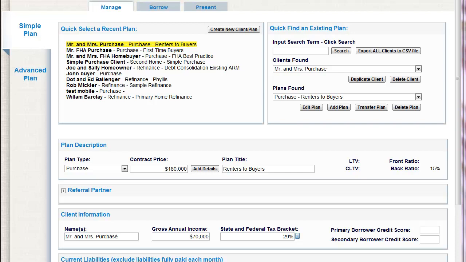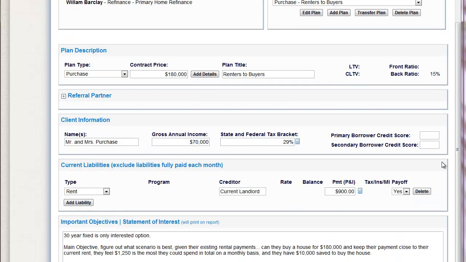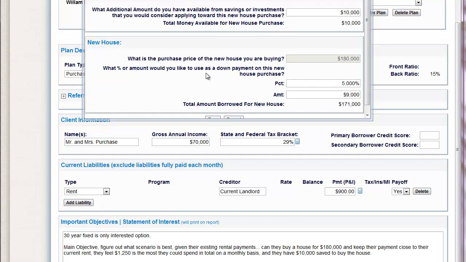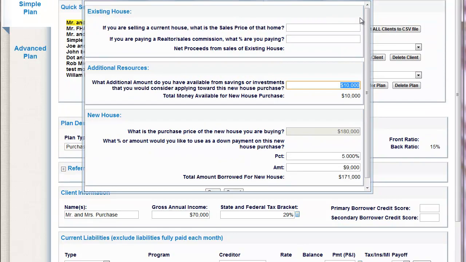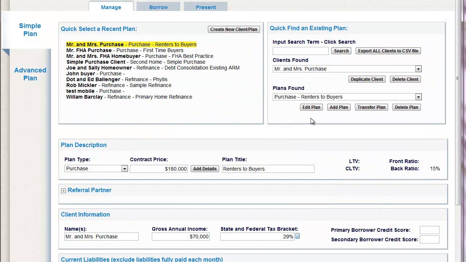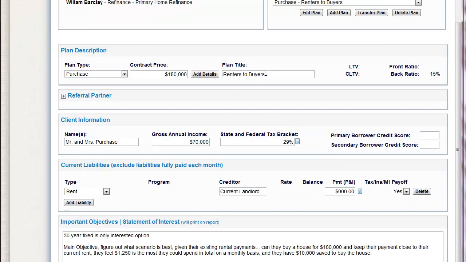I'm going to go through and show you an example here. This was a rental scenario that I ran for a friend. They were purchasing a new home for $180,000. They only had about $10,000, that's what they had available and saved to buy this particular property. So we've got a rent versus own kind of scenario here. They had $70,000 in income, 29% tax bracket, and they were currently renting, paying $900 a month in rent.